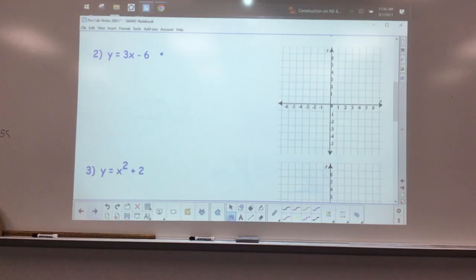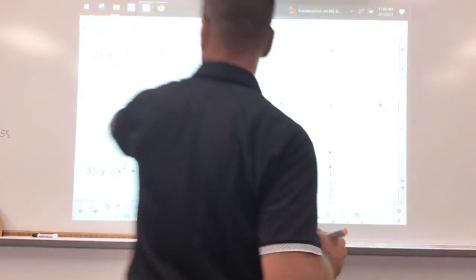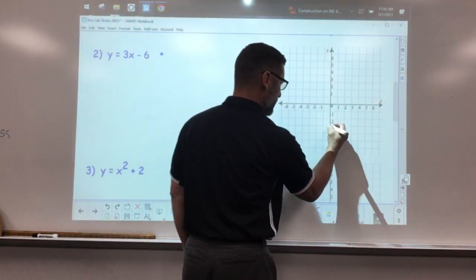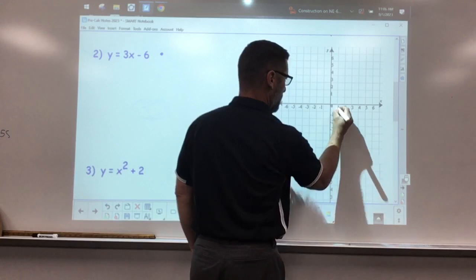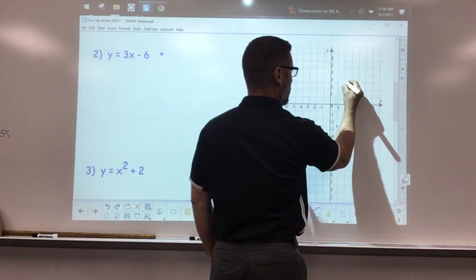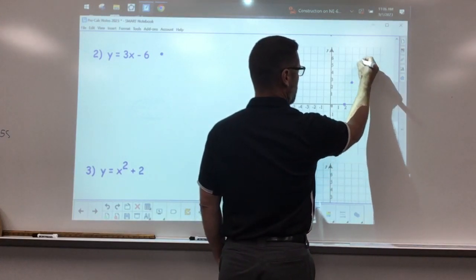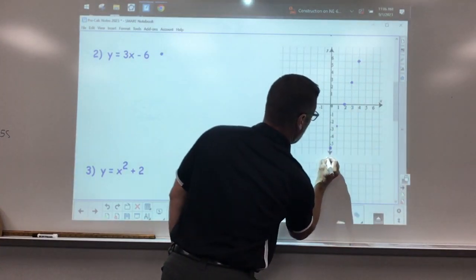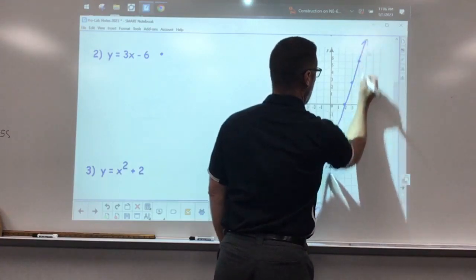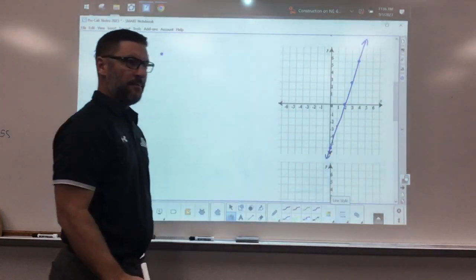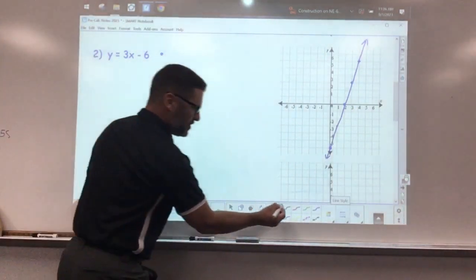All right, so I put a little dot down 6. Y-intercept is negative 1, 2, 3, 4, 5, 6. And then it's up 3 over 1, up 3 over 1, up 3 over 1. And I'm going to try to draw a pretty good straight line here. I want a good picture of the graph. There it is.